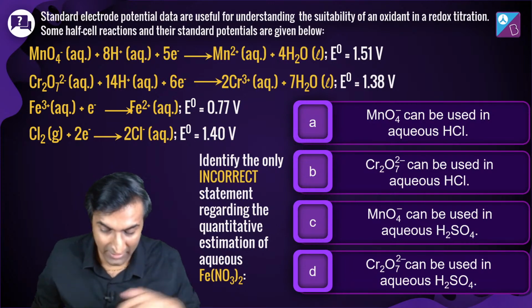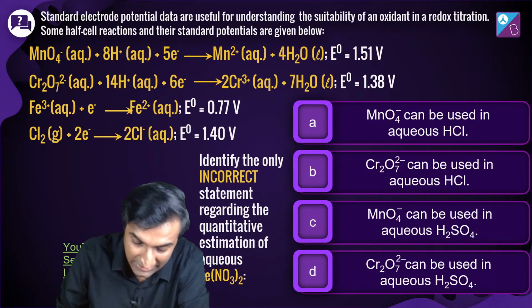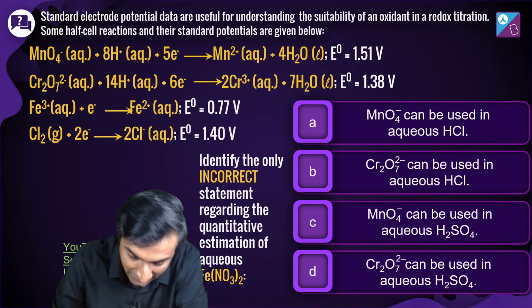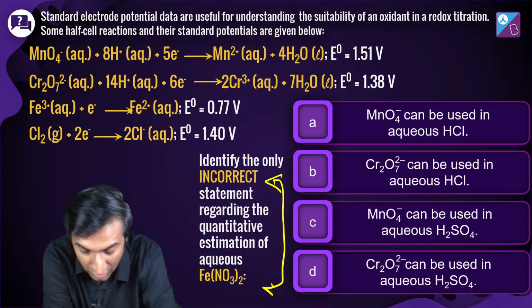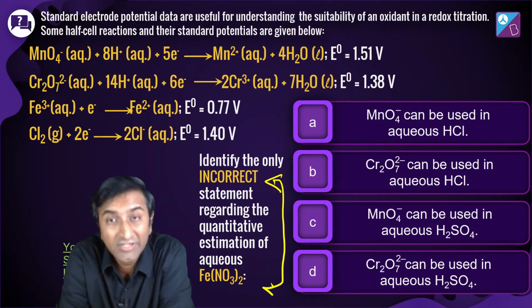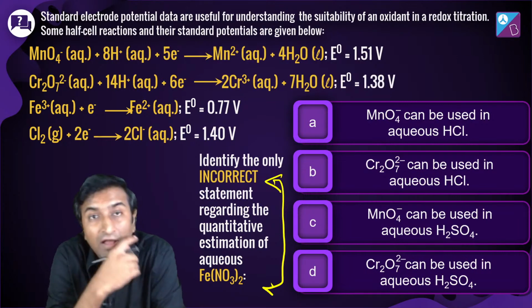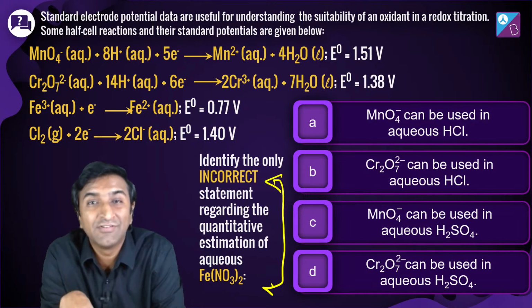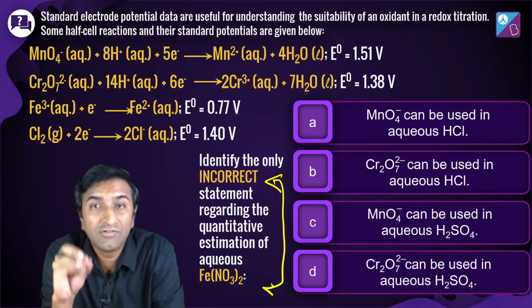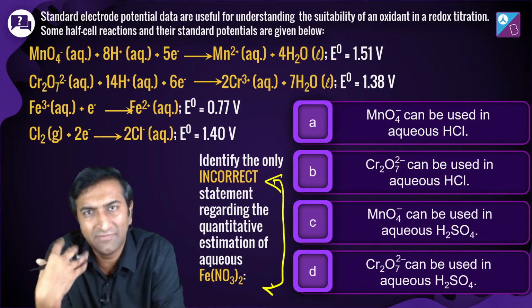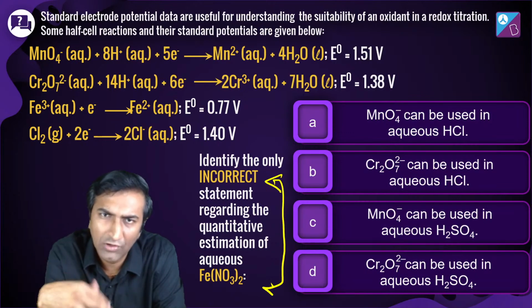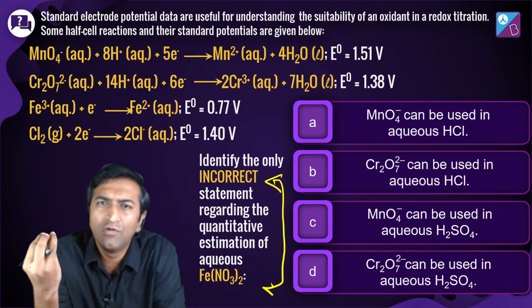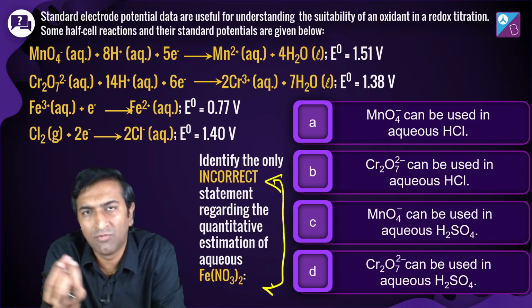So you got standard electrode potential data. क्वेश्चन ये है कि identify the only incorrect statement regarding the quantitative estimation of FeNO3 whole twice. अच्छा, quantitative estimation. क्वांटिटेटिव कैसे करोगे? रेडॉक्स रिएक्शन से. This you will call out something called a redox titration. It is as simple as it sounds. एक बीकर में आप लोगे कुछ और ऊपर से आप ड्रिप करोगे कुछ, you will use something as an indicator. That's it. You will know the known quantity of this thing, you will know the molarity of something.